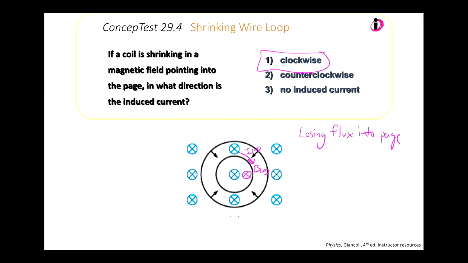Clockwise. There we go. B induced is adding into the page. Right-hand rule gets us clockwise. I drew it right, but I can't think apparently.